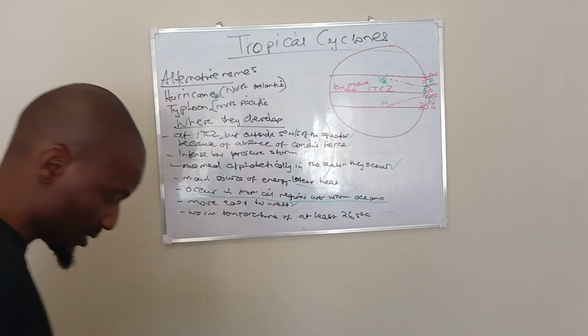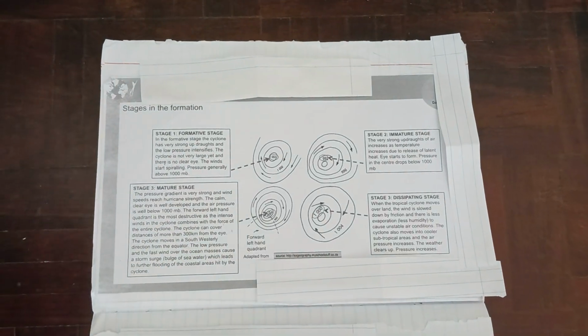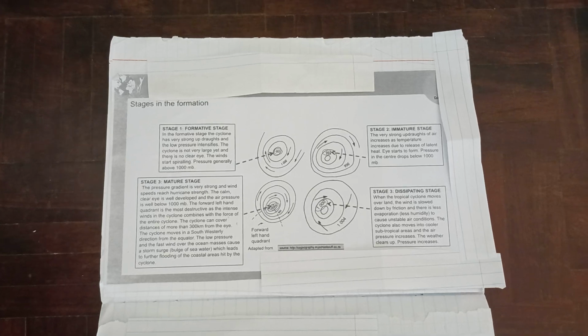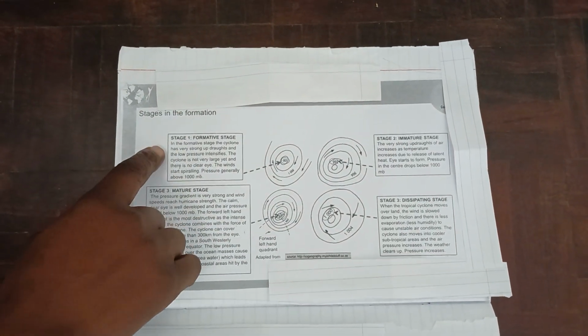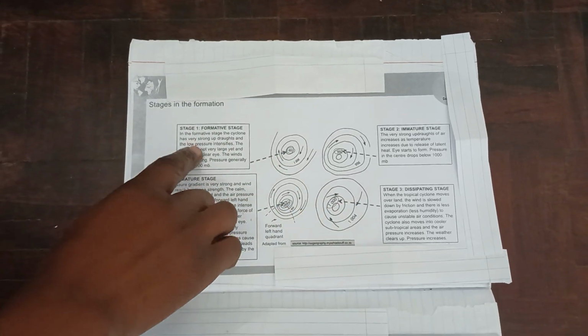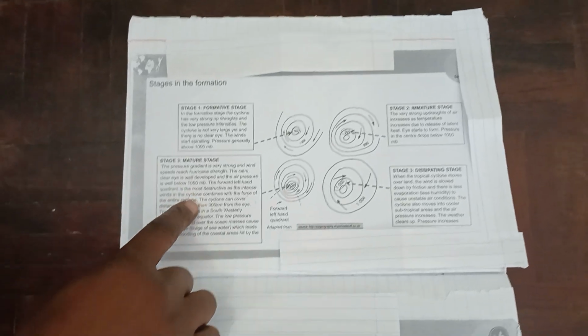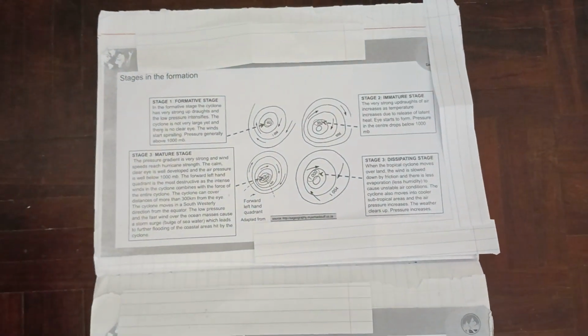I've got some notes that I'm also going to refer to. You can see here we are looking at the stages of formation. This is very important. What is it that is important? You should familiarize yourself with the stages of formation because the cyclone goes through stages. There is the formative stage, the immature stage, the maturity stage, and also the dissipating stage. I'll just take you through all the stages.